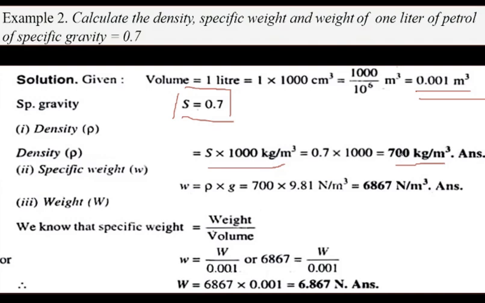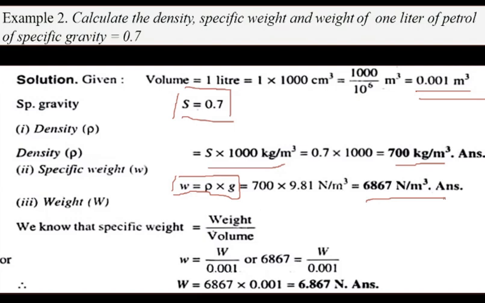So once we get density, specific weight is easy, that is w is equal to rho into g. So what is weight density? Sorry, specific weight, it is 700, what is rho, into g is 9.81. It will be 6867 Newton per meter cube. So we got density, we got specific weight.